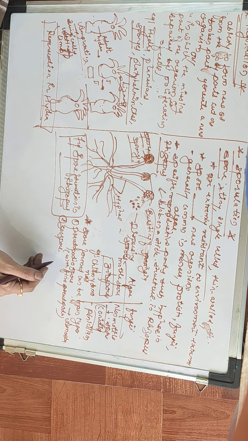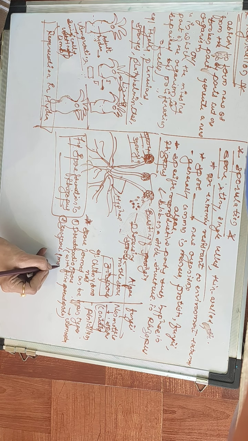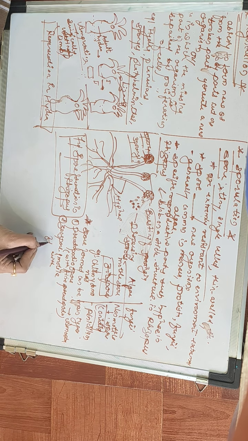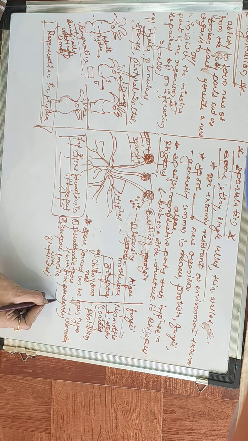The second type is called zoospore, which we already discussed. Zoospores are motile spores. Why are they motile? Because they have flagella. They are motile with flagella, flagellate, and this generally occurs in Chlamydomonas.